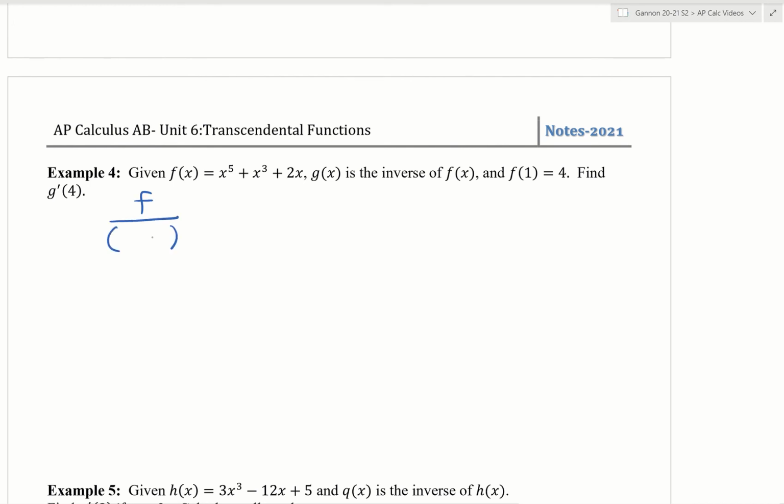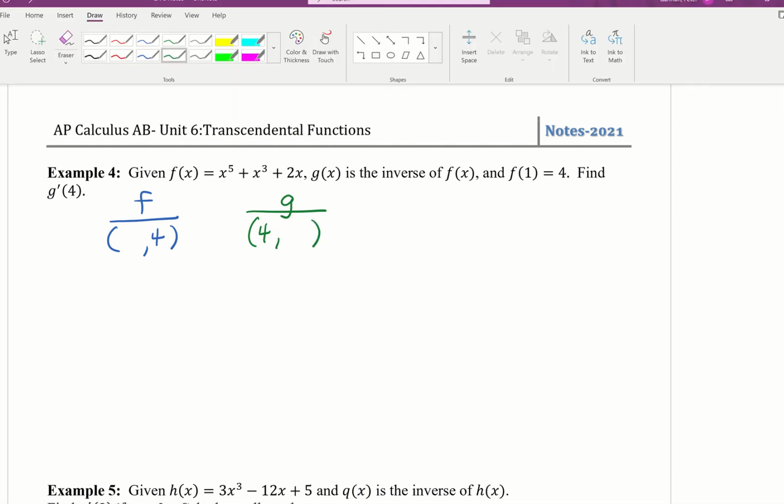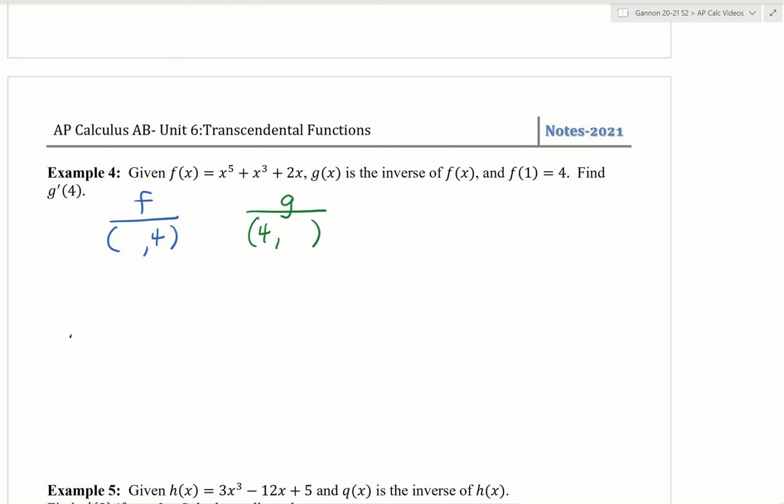All right, we want an output. F needs an output of 4. So G is going to have an input of 4. And we are going to try to find G prime of 4, which is going to come from 1 over f prime of that unknown value. So if you look here, we were given that f of 1 is 4. So when f has an output of 4, the input's 1. Well, that helps us quite a bit when it comes to finding that value, because there it is.